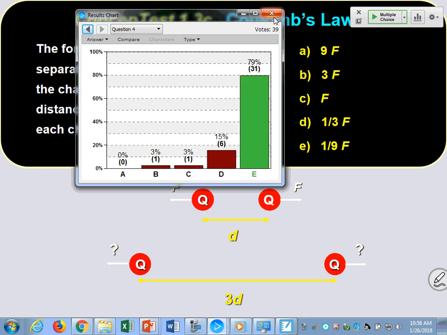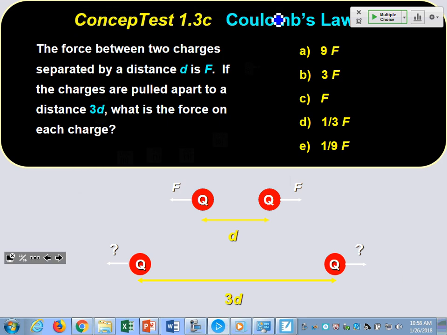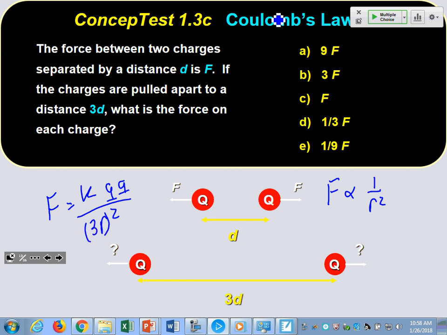Okay, E is right. All right, so this is an inverse square relationship. F is equal to KQQ over R squared. The relationship between F and R is an inverse square relationship. So if I triple R, then I decrease F by a factor of 9. I put a 3 right here, and that gives me 3 squared in the denominator. So it changes my force by a factor of 1/9. So my force now is 1/9 what it was originally.